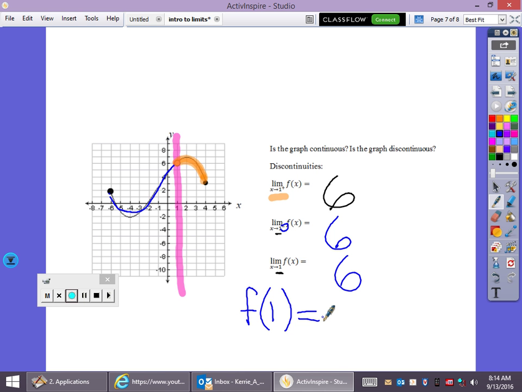Why does f of 1 not exist? Because it's an empty hole. So this one does not exist. Do you see the difference? Yes, ma'am.